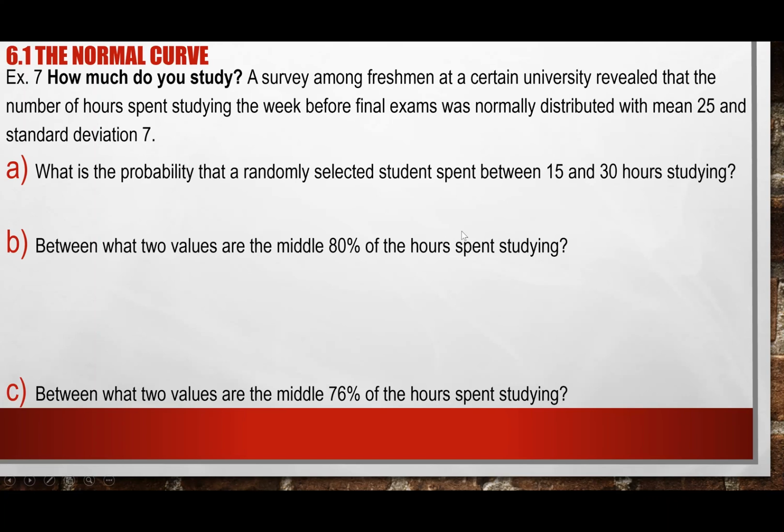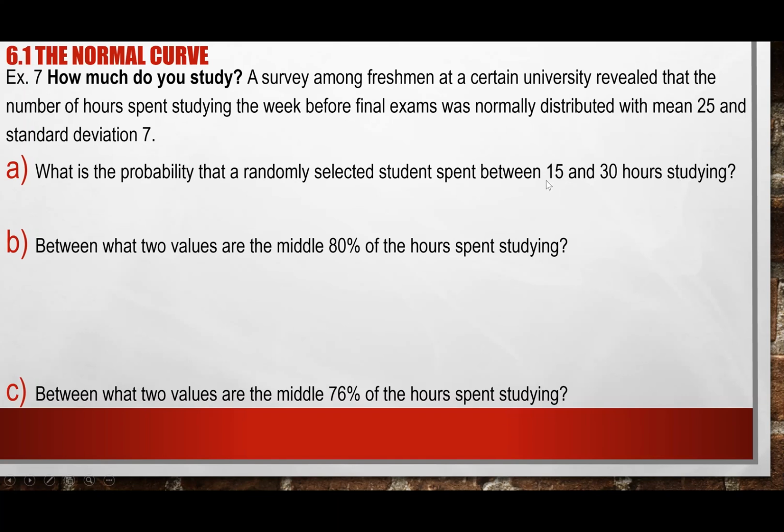So now, this is what you have: A, B, and C. They ask you, what is the probability? We can stop here, ladies and gentlemen, because remember, if they ask you what is the probability, are we using the inverse norm or the normal CDF? Here they ask what is the probability that a randomly selected student spends between 15 hours and 30 hours of studying.